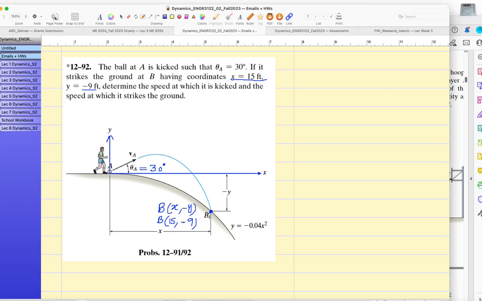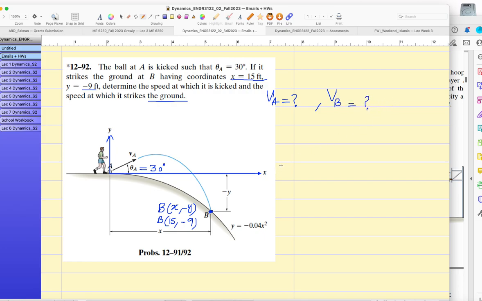And determine the speed at which it is kicked and the speed at which it strikes the ground, or the landing speed. So we have to find out the initial speed and the landing speed.